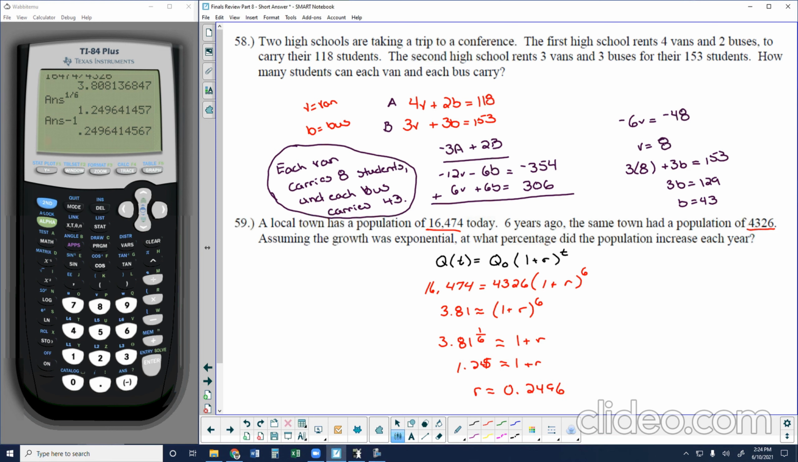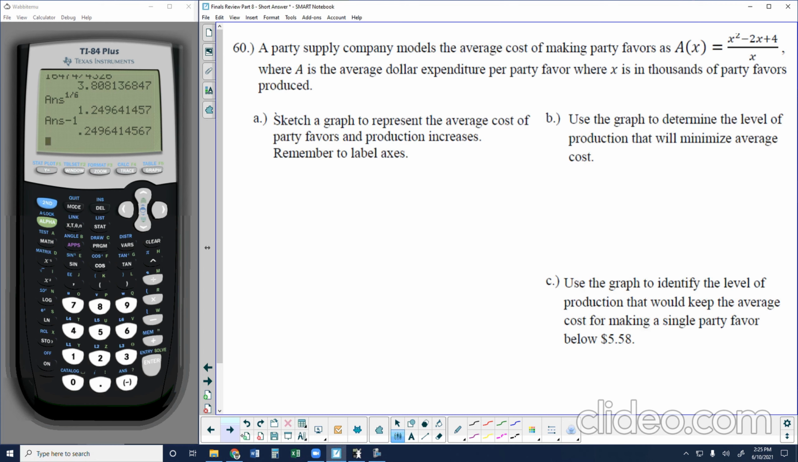So r, I'm going to go ahead and run this out to 4 decimal places: 0.2496. The reason I'm going to run this out to 4 decimal places is because I'm going to round to the hundredths place of the percentage. And to convert to a percentage, I need to move the decimal point 2 places to the right. So this would be approximately a 24.96% annual growth. So it increased by approximately 24.96% per year. Let's go ahead and take a look at problem number 60.